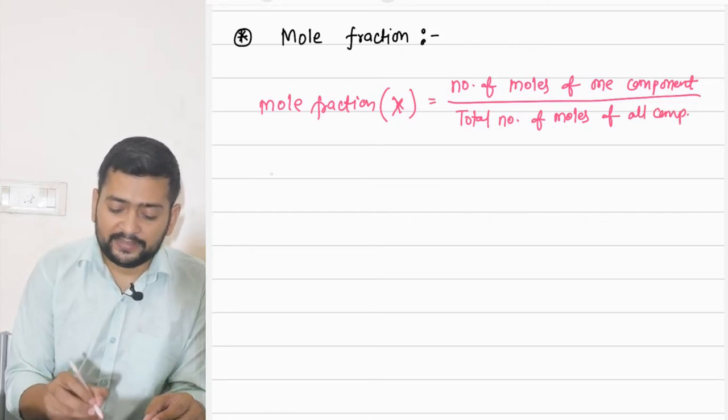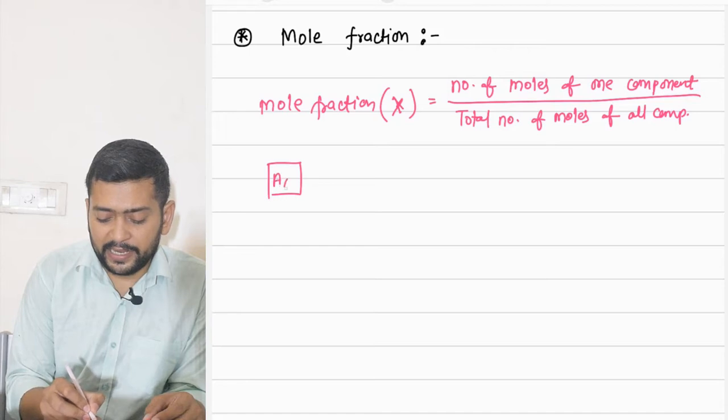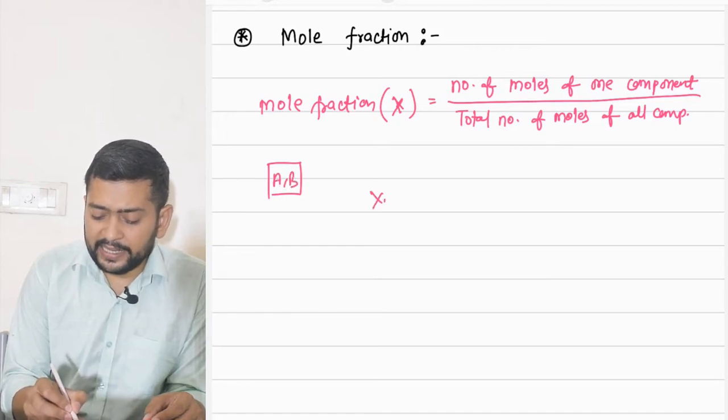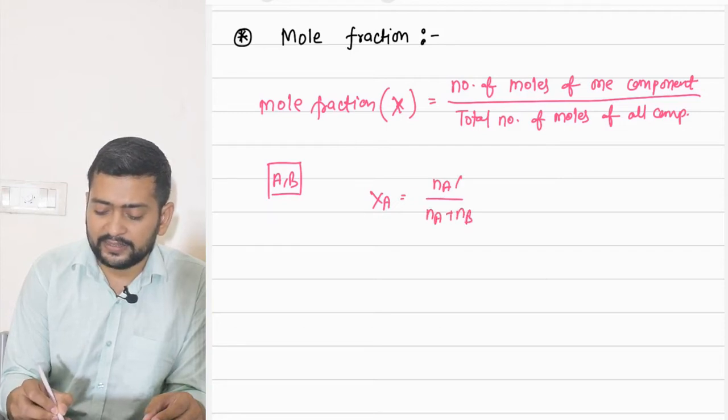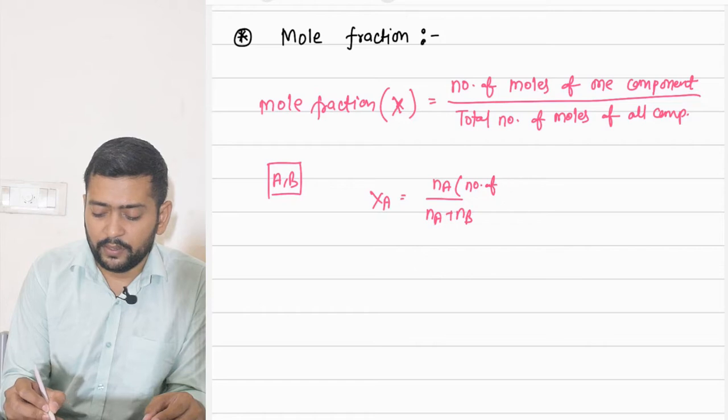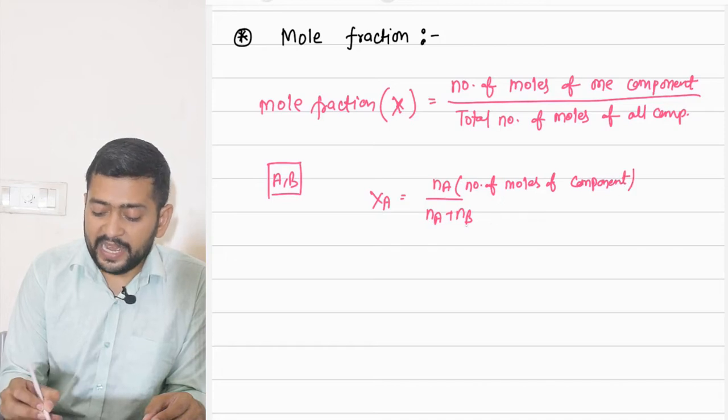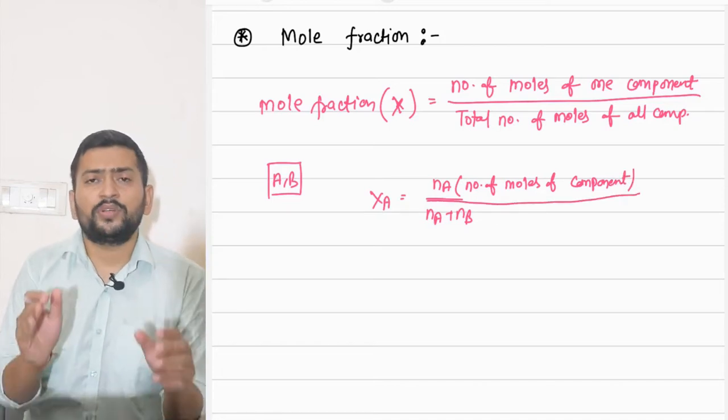For example, let's say we have one mixture in which we have A and B. So I can write zeta A as Na divided by Na plus Nb. Na is nothing but the number of moles of component A. And Na plus Nb is the total number of moles.